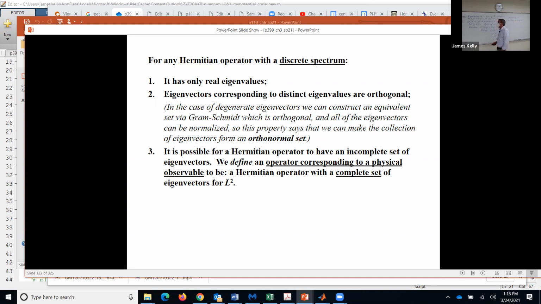But here's a third important property that we would like to know about: the completeness of the eigenvectors. Remember, we want to be able to write any function, any vector, as a linear combination of eigenvectors, like we did with the total energy operator, the Hamiltonian. So let's write that down.